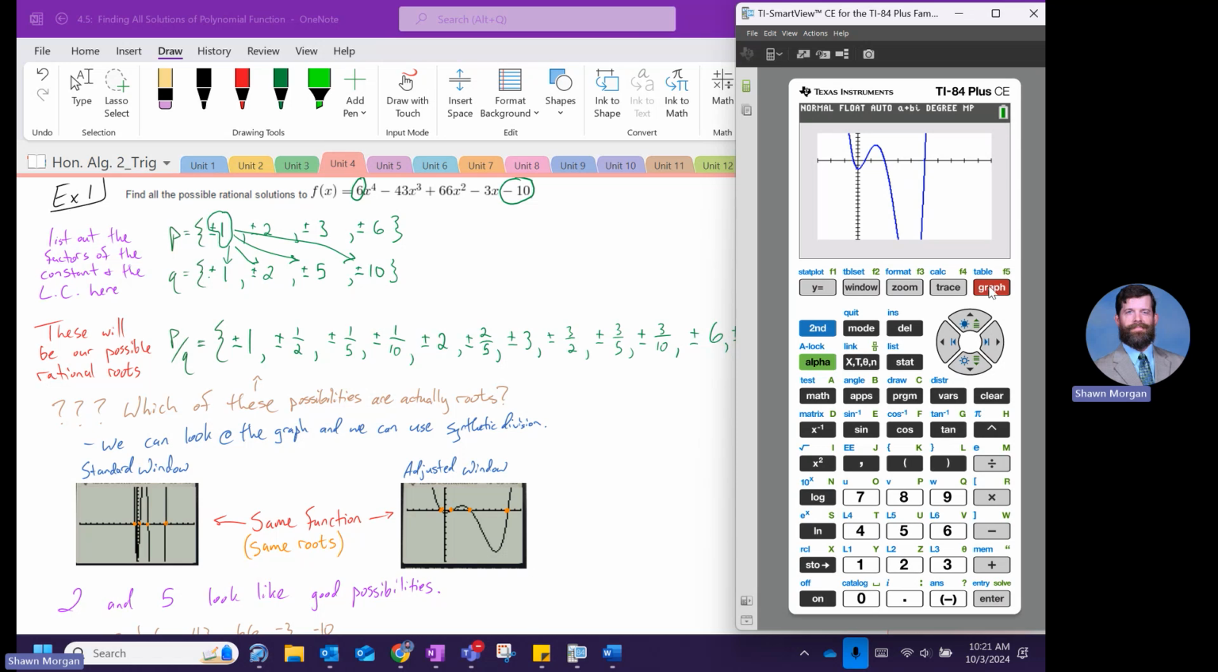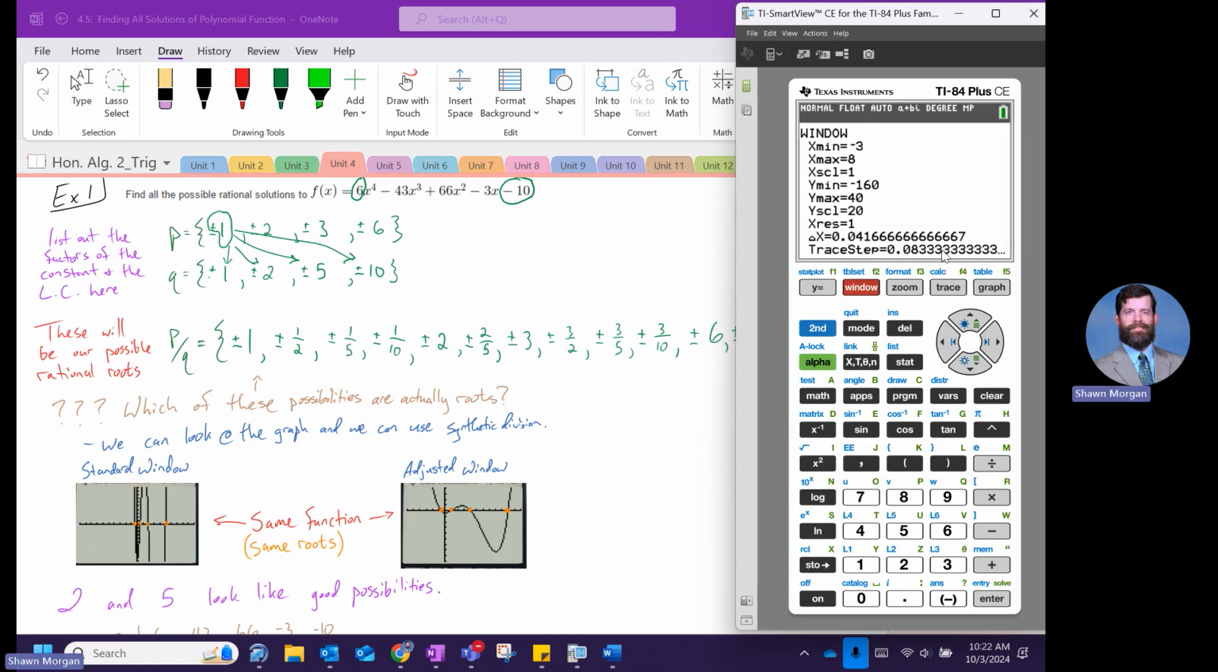Did I go down far enough? No. So I go back to window. And instead of -100, maybe I could do like -160. And then we'll go up to 40, and we'll make a tick mark every 20 units on the y-axis. I really didn't need all the space to the right either, so we'll make our x max 8. We'll hit graph. Still haven't gone down far enough, but we're getting better. -200, do you like that? 200. And then let's go up a little bit more. Let's go up to 80.